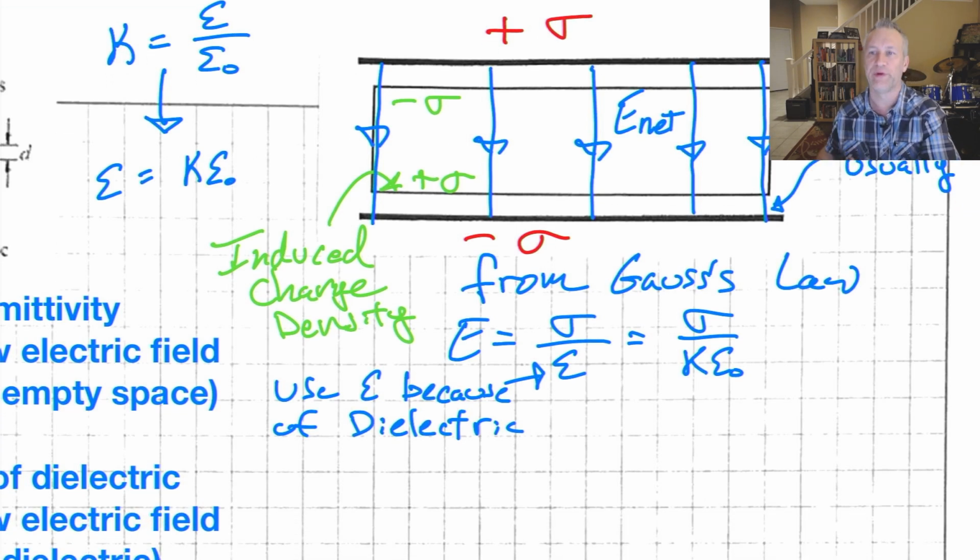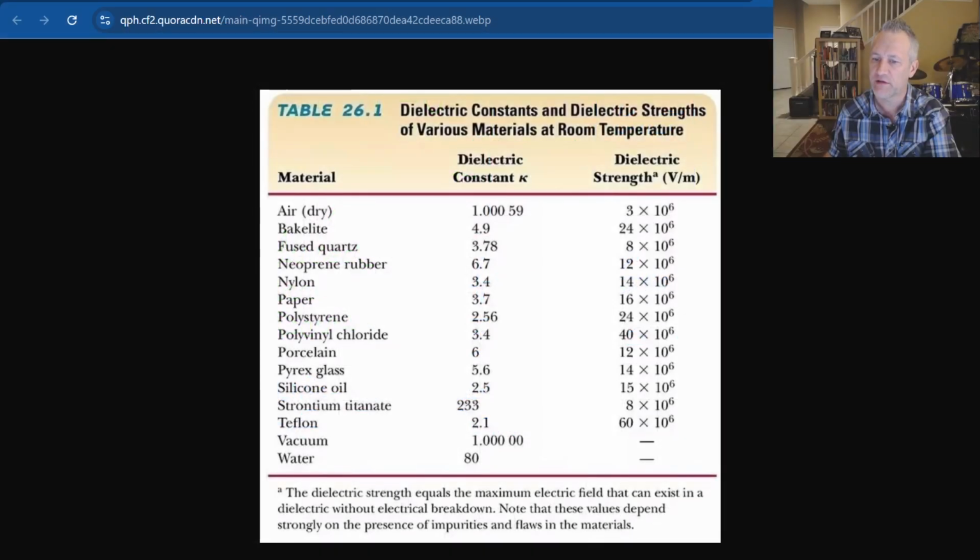Just so you get a little bit of an idea of what this factor of K is telling us, I've got a chart here that I'll share with you. In this chart, we can see the dielectric constants. We can see that air is almost the same as a vacuum. And we can see some things have relatively small dielectric constants, like paper, 3.7. I've seen values for paper that range between 2 and 4.